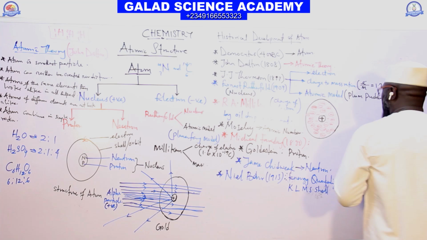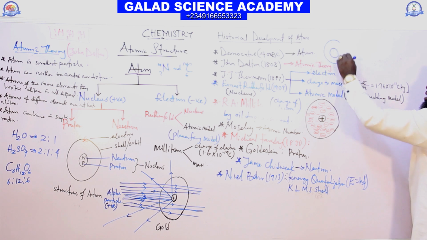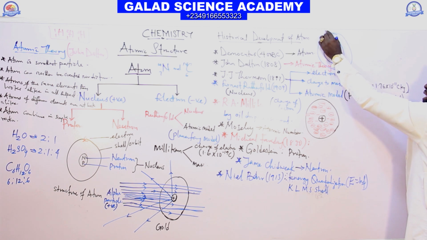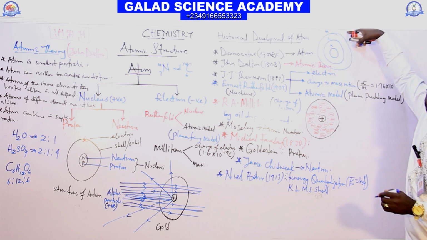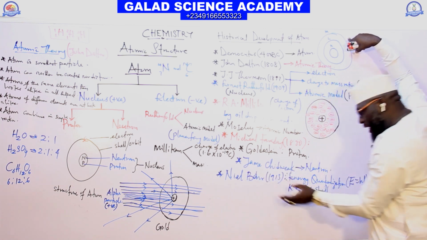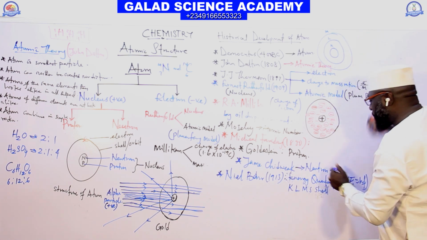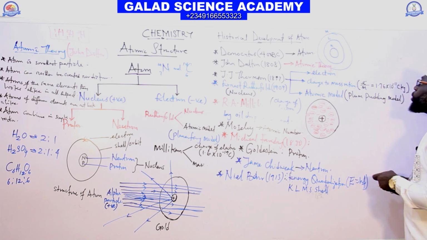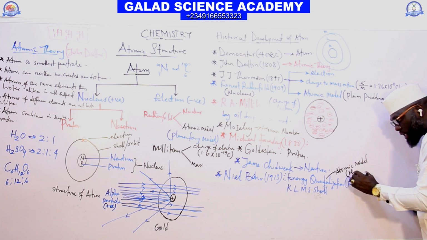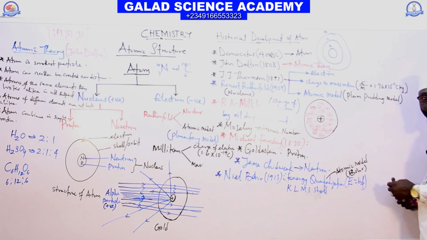The innermost shell is called K, then L, M. So this kind of energy level we have in an atom, the person that introduced it to us is Bohr. He talked about energy quantization, and he also has his own atomic model. The Bohr atomic model.